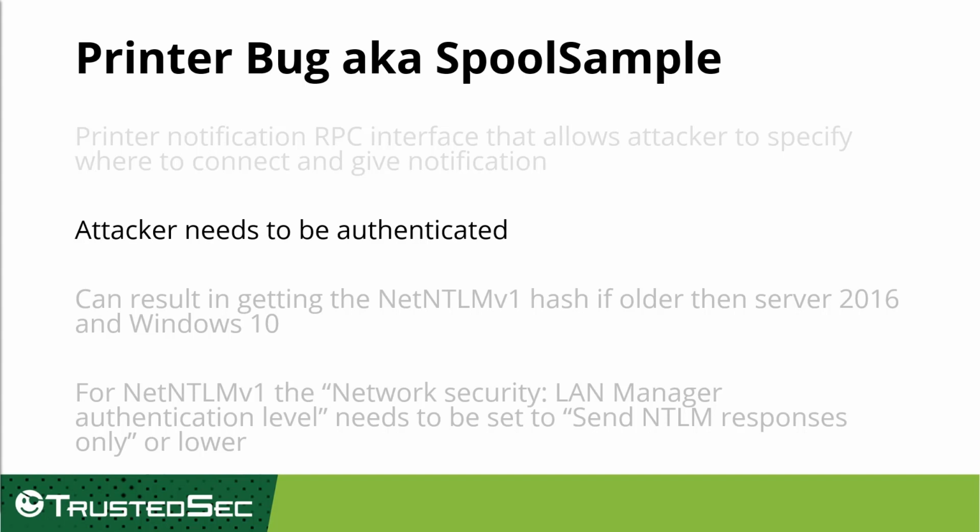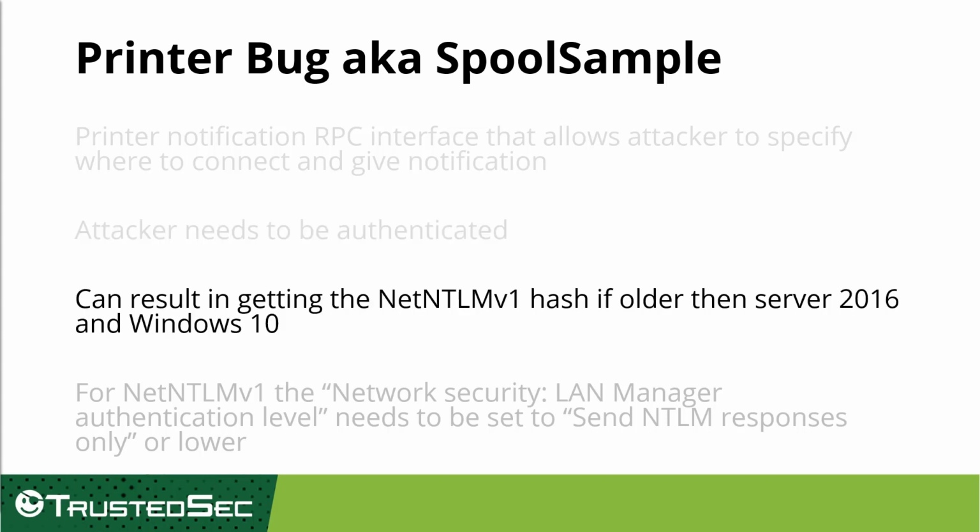The attacker though needs to be authenticated, meaning that you need to provide a username and password for this to work. In the best cases for the attacker, it can result in getting the Net-NTLMv1 hash if the server is 2016 or older, or the client OS is older than Windows 10. The Net-NTLMv1 hash can be cracked within seconds using a rainbow table. And you can then use the hash you retrieve from that to generate a ticket that you can use to authenticate.